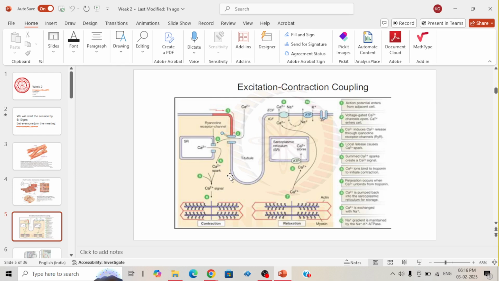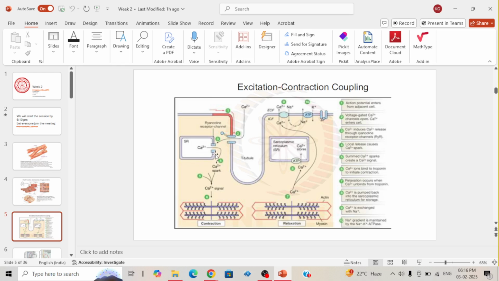The difference in the calcium ion concentration from outside to inside is nearly 1,000 folds, 1,000 to 10,000 folds. The calcium ion concentration outside the cell is huge. So these calcium ions rush into the sarcomeres, and when they enter these cells, they change this.